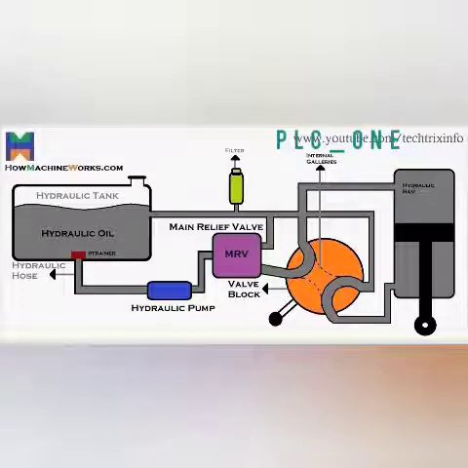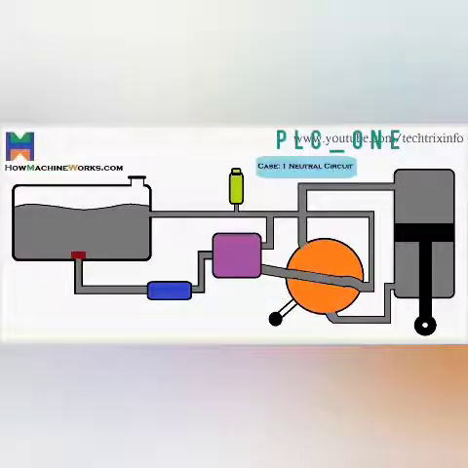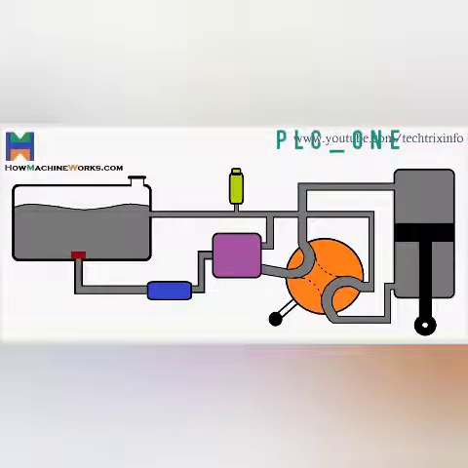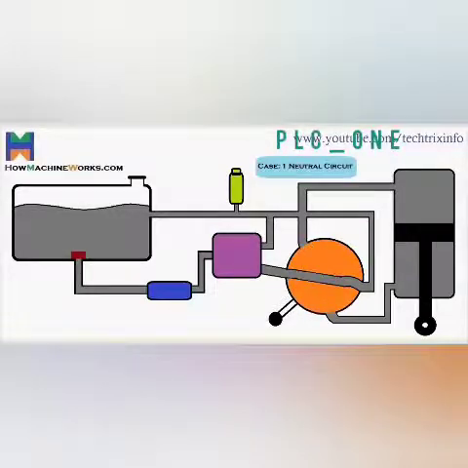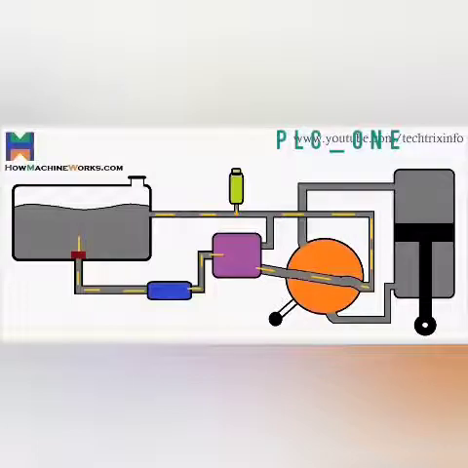So now let's see case 1, how it exactly works. Case 1 is the neutral circuit. You can see the internal galleries of the valve block changing into the neutral circuit. In the neutral circuit, no work is happening. The oil goes through the strainer, is sucked by the hydraulic pump, and goes to the main relief valve, and the neutral circuit gets to the return line, gets filtered and gets back to the hydraulic tank. So that's what's happening in the neutral circuit. No work is happening. And let's see case 2.